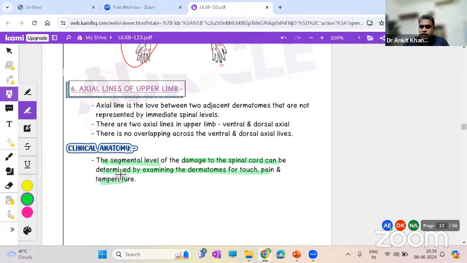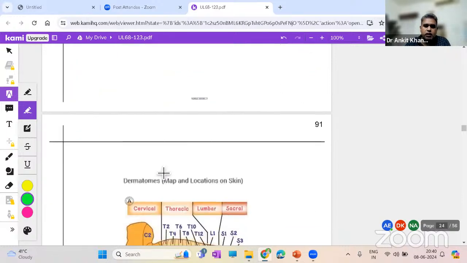Therefore, if I repeat again, C5 you feel on the lateral aspect of the elbow, C6 on the dorsum of the thumb, C7 on the dorsum of the middle finger, middle phalanx. C8 is the little finger, or the ulnar border of the hand. T1 you can feel on the medial side of the elbow. So these are the areas. That is the clinical anatomy that you need to remember.